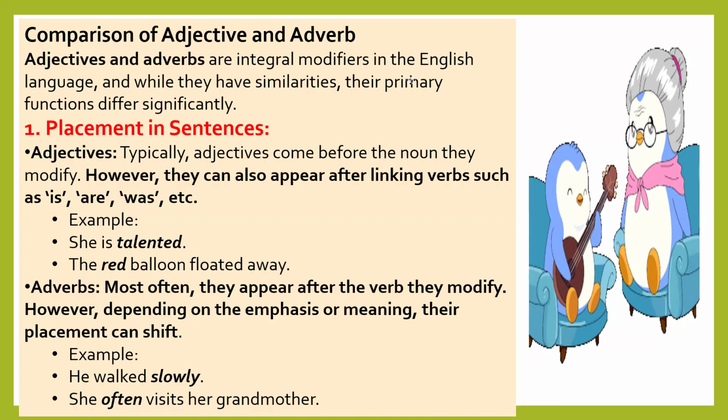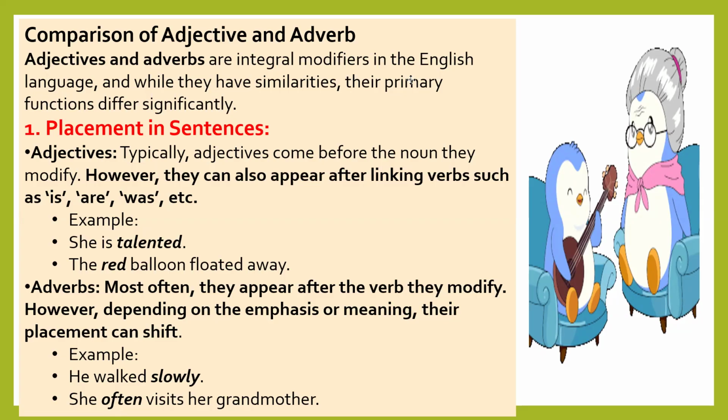So you have seen that adjectives come before the noun. Balloon is the noun and red is an adjective. And adjectives can come after a linking verb. So, she is talented. In this case, is is a linking verb and talented is an adjective.